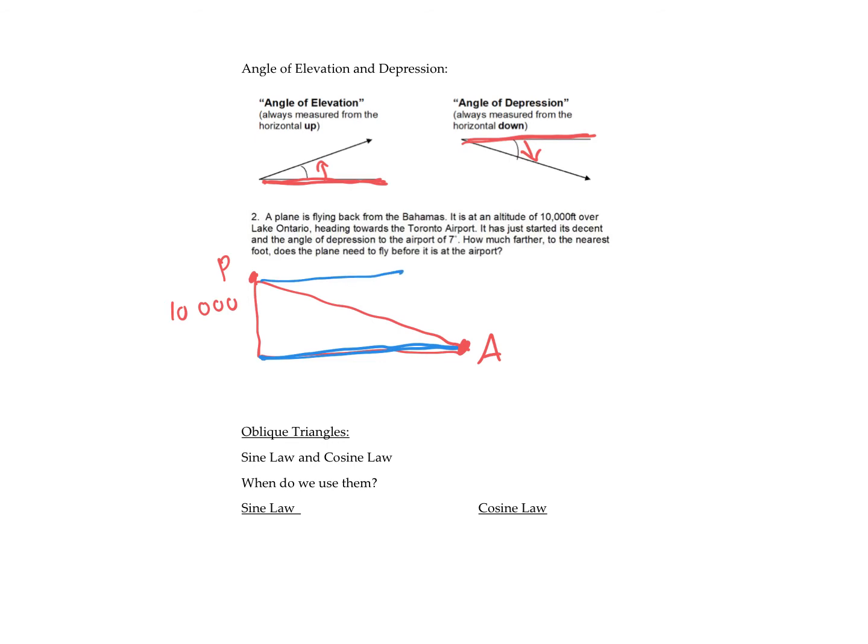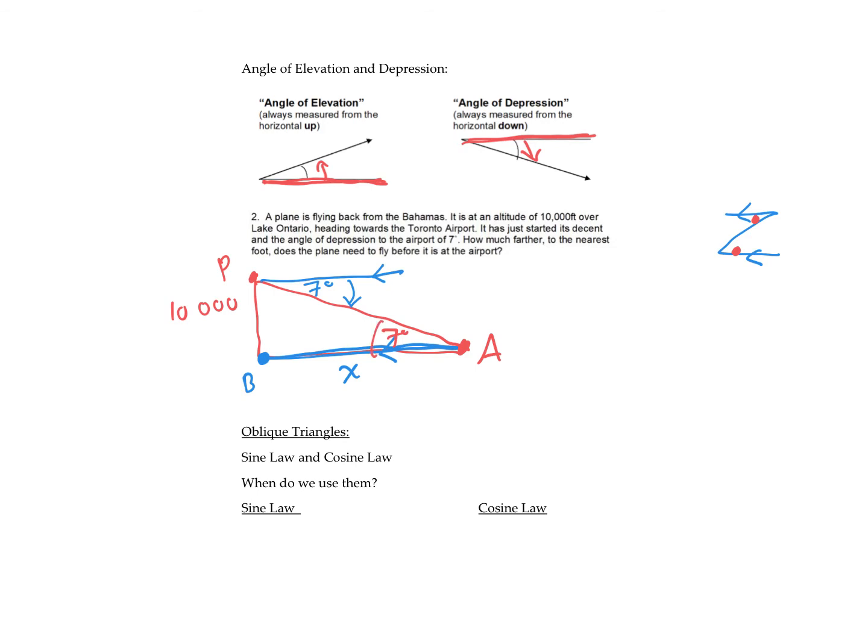It says the angle of depression, which is always measured from the horizontal down, is 7 degrees. And it wants to find the distance to the airport. So that would be the distance from here. We'll just call this B to A. The thing to remember with angle of depression is that we have two parallel lines. This line here is parallel to this because they are both horizontals. And so we can use, if you remember from grade 9, our Z pattern. If two lines are horizontal, then this angle is equal to this. So if this is 7 degrees, then so is this angle.